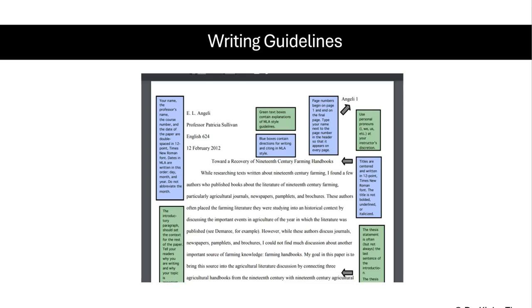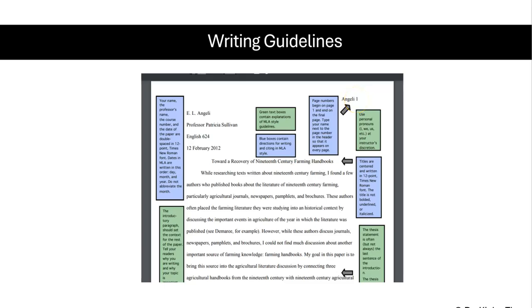So for the purpose of MLA, you will include your name, your professor's name, the course and the course number, the date, and you're going to double space throughout, and you're also going to utilize Times New Roman. And if you notice, your name, your professor's name, all of that is at the top left corner. Also, you will include your last name and page number. This is considered a header.